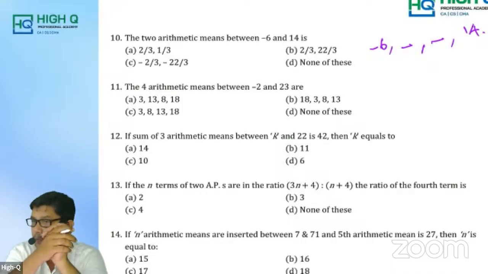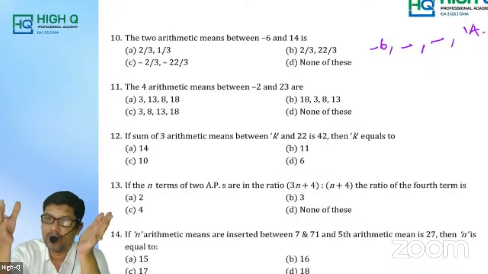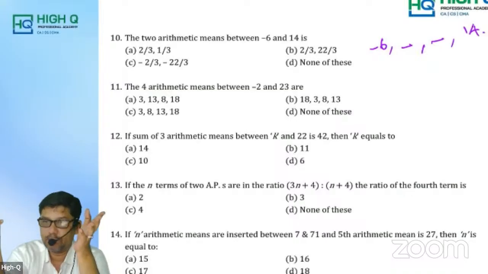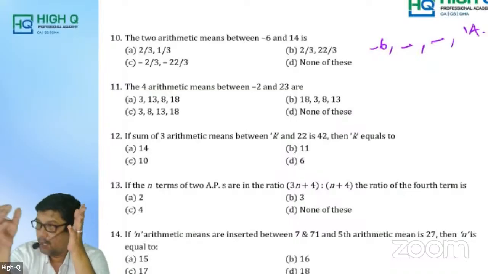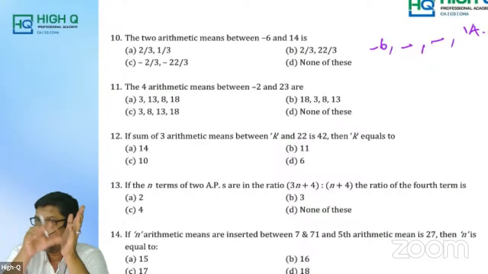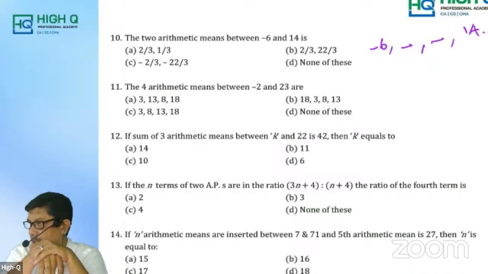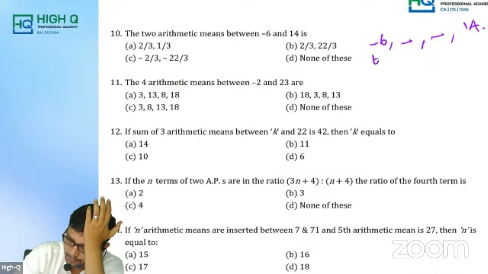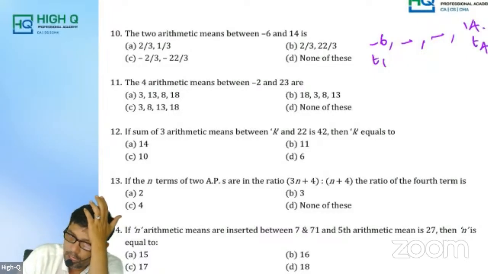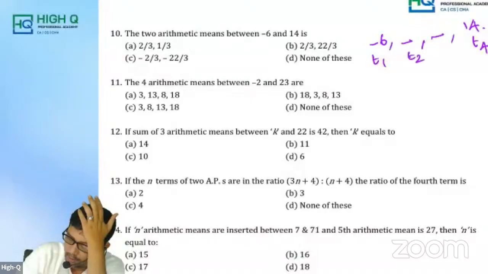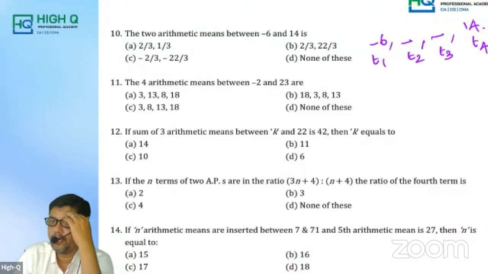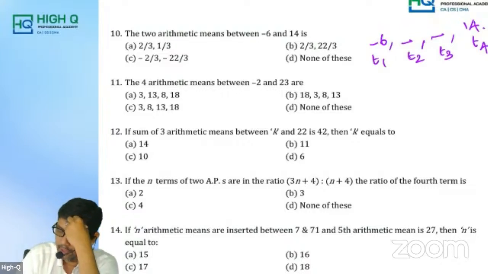If the options are in fraction, then don't use the direct method. Better use the actual method. This is our T1, this is our T4, and this is our T2 and T3. Am I right, my dear? T2 and T3. Is that correct, all of you? Now T1, T2, T3, T4.